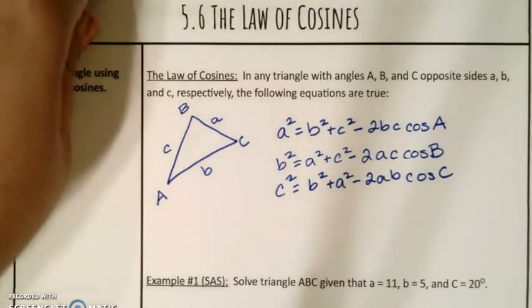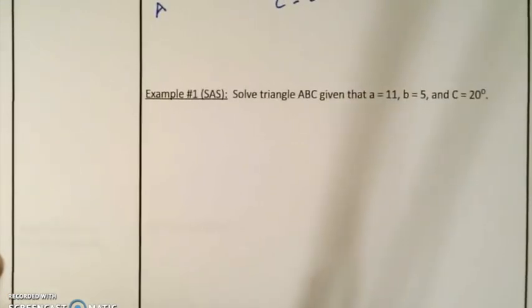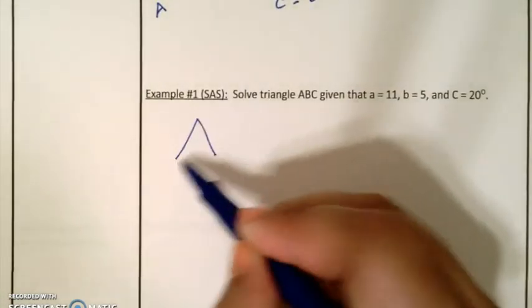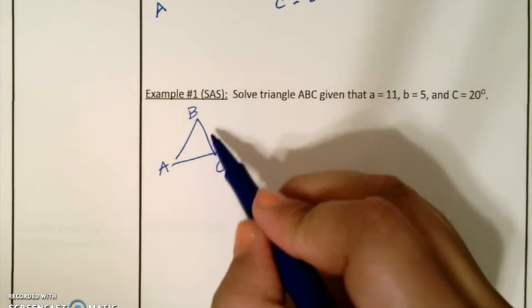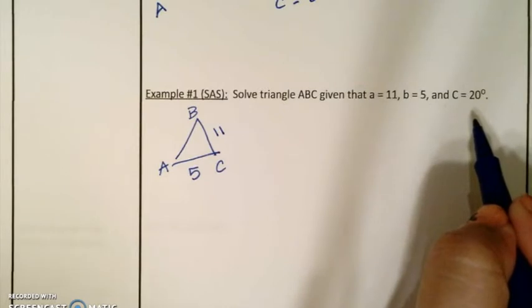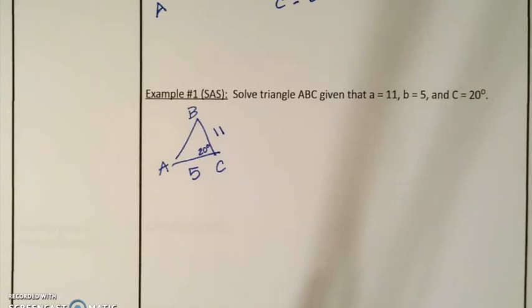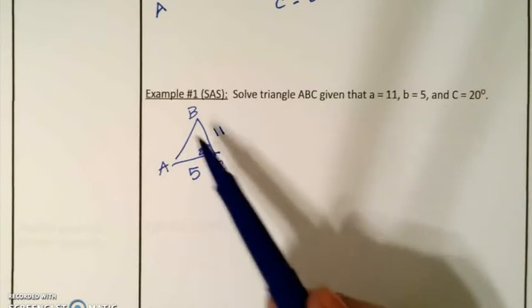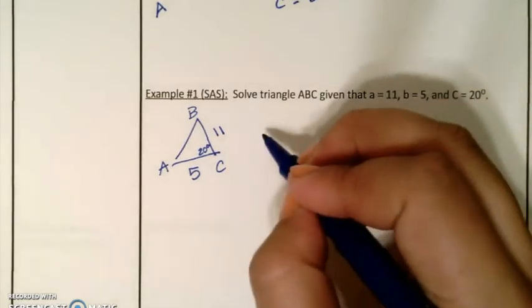In example 1, we're looking at a triangle with A, B, and C, where the length of side a is 11, the length of side b is 5, and the angle C has a 20-degree angle measure. Okay, so we are given side lengths a and b. We're looking for side length c, so we'll use the equation that solves for side length c.